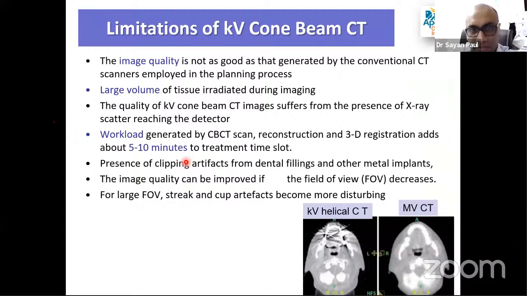And what are the limitations of cone beam CT? The image quality is not as good as a conventional CT scanner. A large volume of tissue is irradiated during imaging. The quality of kV cone beam CT images suffers from the presence of X-ray scatter reaching the detector. There is extra workload, because you take 5 to 10 minutes extra for taking the image, matching and applying the shifts. And there is the presence of clipping artifacts for dental fillings and other metal implants. If you take a megavoltage CT scan, these artifacts are less.